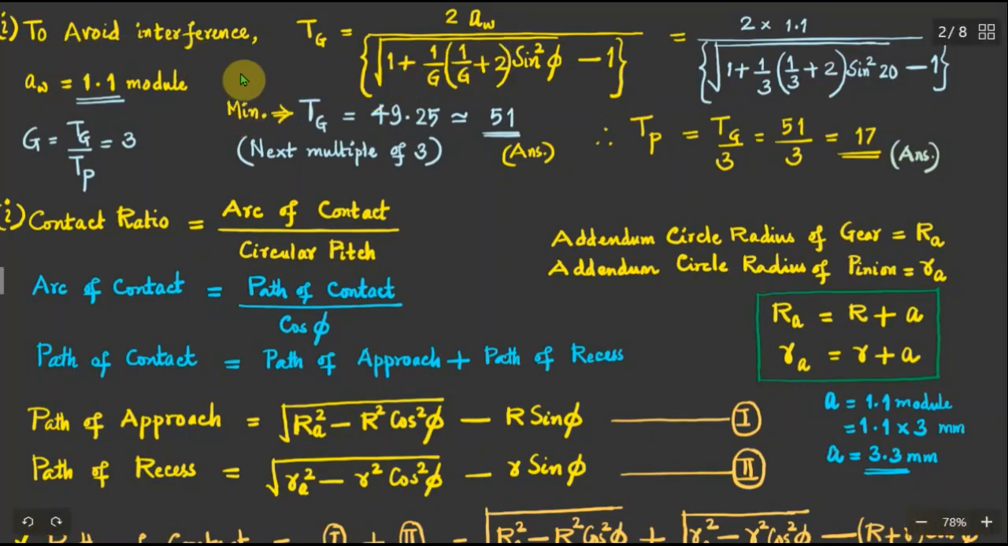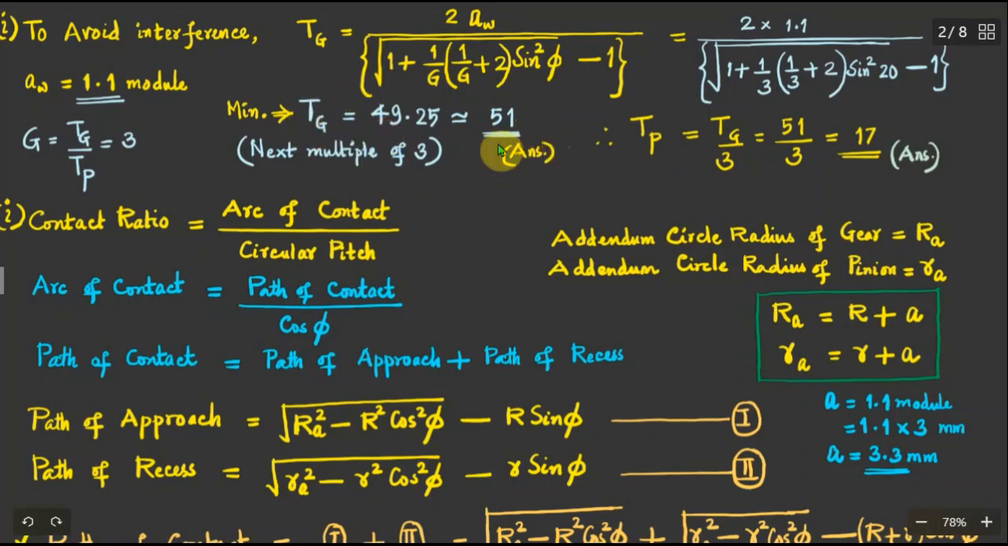So to avoid interference, TG is given by this relation. We can substitute AW, gear ratio G, and the pressure angle in this relation. So what do we get? TG is equal to 2 into 1.1 divided by square root of 1 plus 1 by G, G is equal to 3, so 1 by 3 into 1 by 3 plus 2 into sine square 20, which is sine 20 whole square, then minus 1. Remember, minus 1 is outside the radical. Once you do this, you will get TG is equal to 49.25. We know that it is a number, so we will round it off to the next whole number.